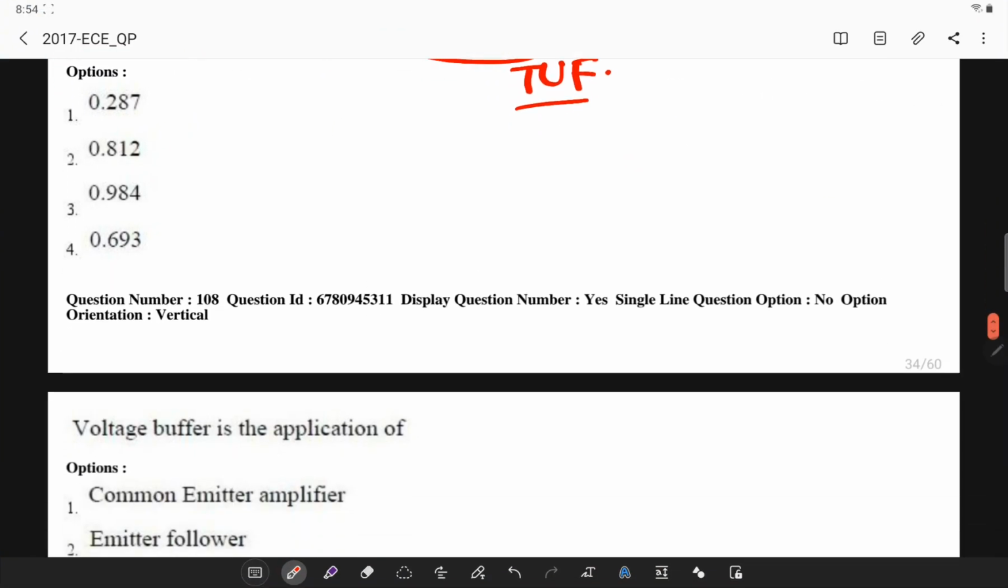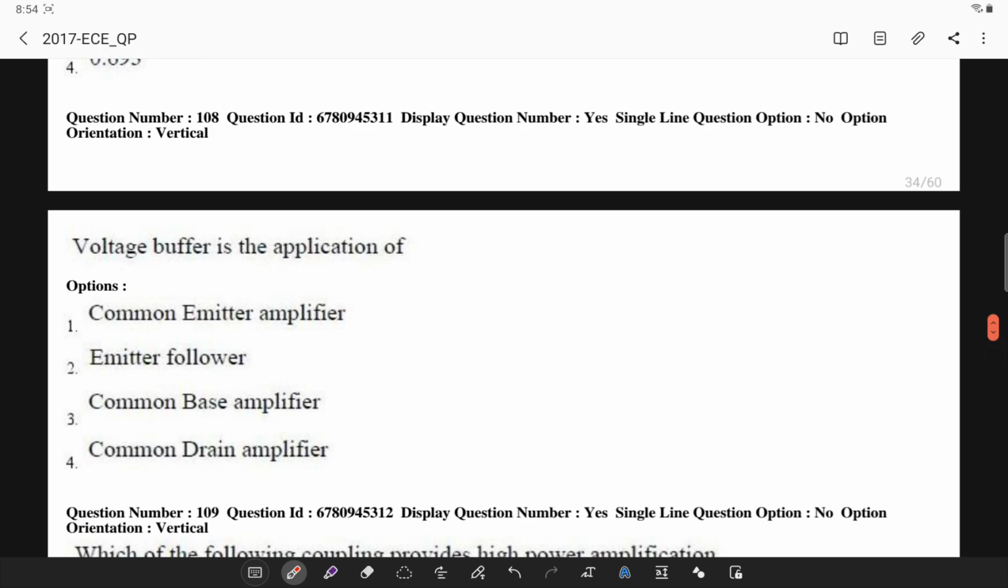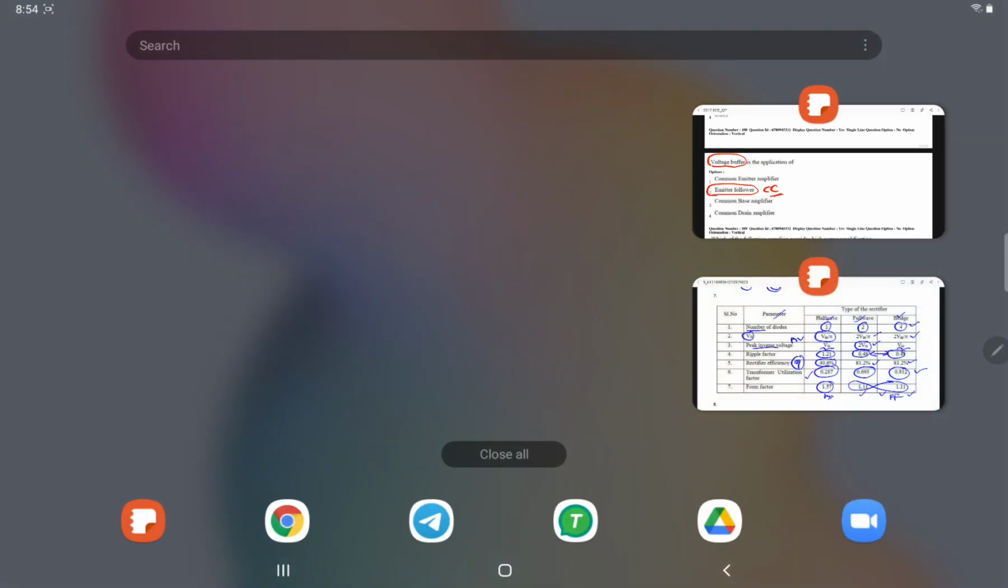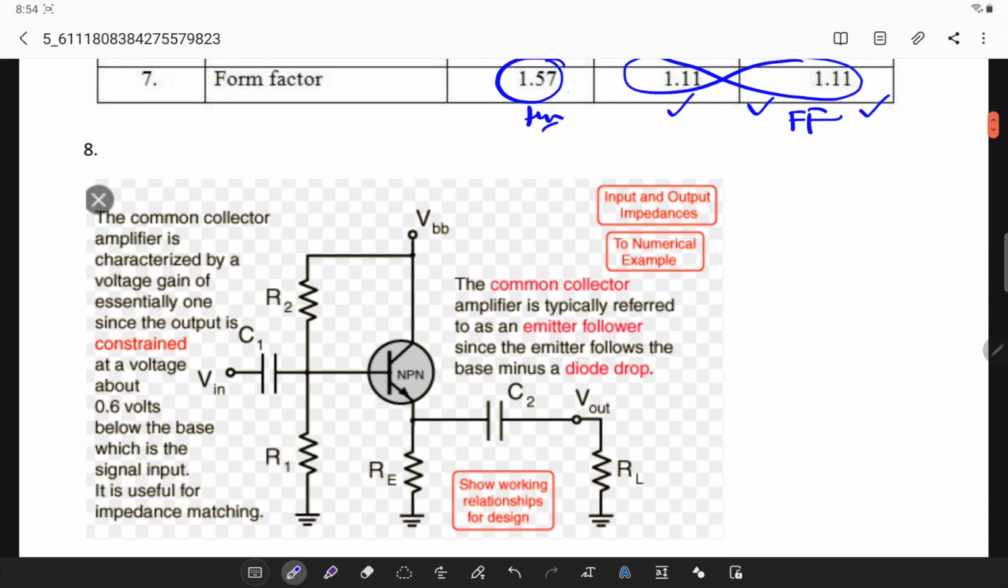Coming to the next question, what exactly is a voltage buffer? A voltage buffer is always the emitter follower combination, or common collector. If we see the circuit diagram of this, we will have a better understanding.